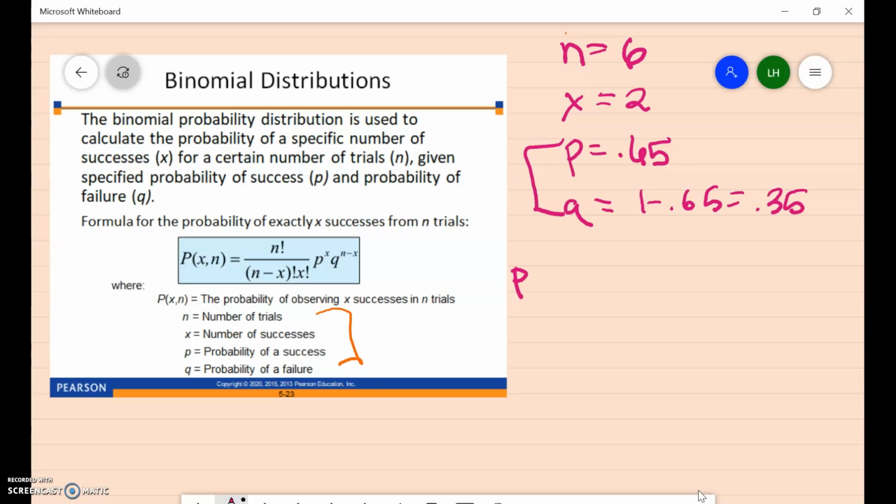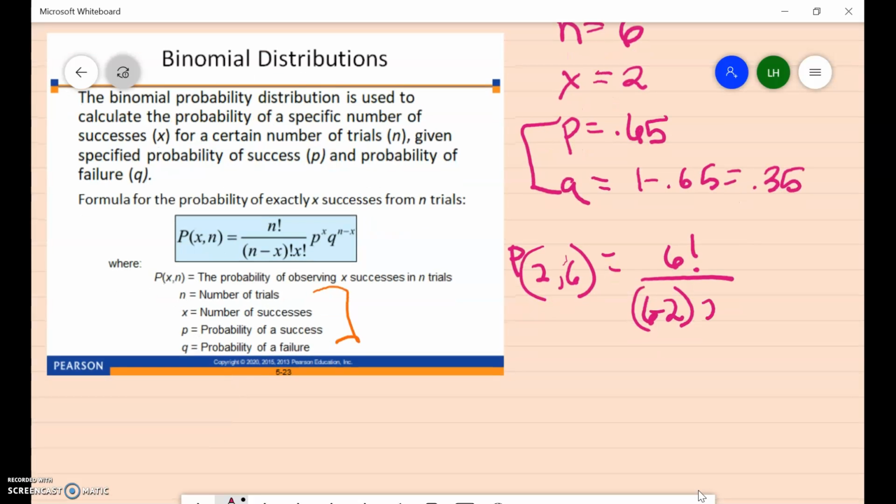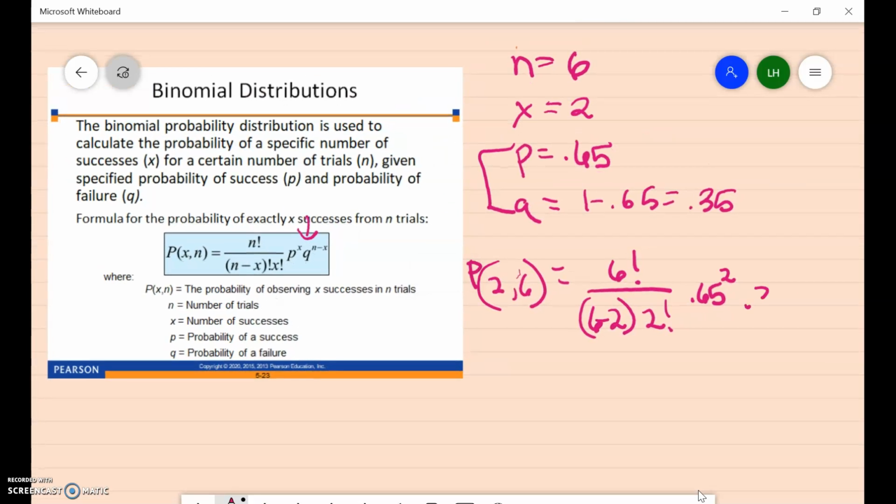So the probability that X is 2 and N is 6. We're going to plug in n factorial, which would be 6, over n minus 2, which is 6 minus 2, and this part should look familiar to you. This is what you did for combinations. Now, P is 0.65 to the X, which is 2, and then Q is 0.35 to the n minus X, so 6 minus 2.